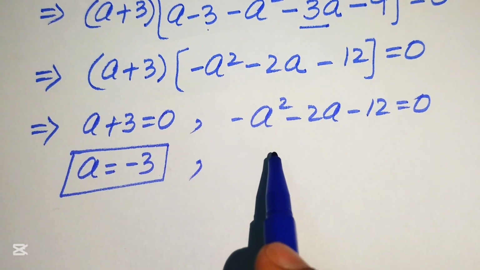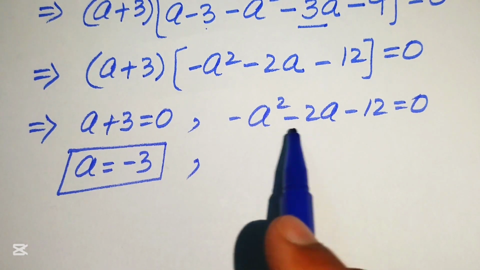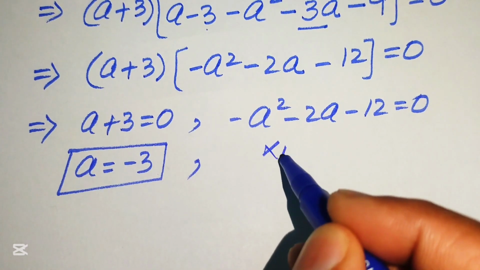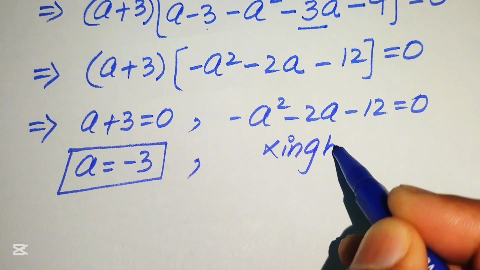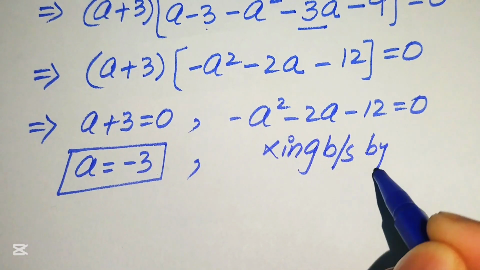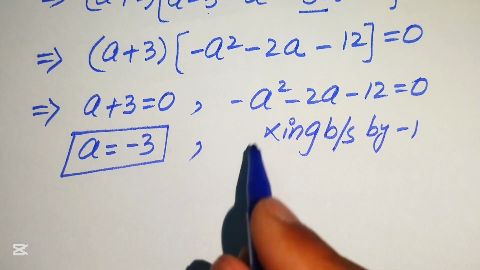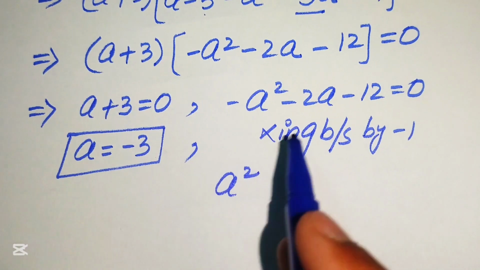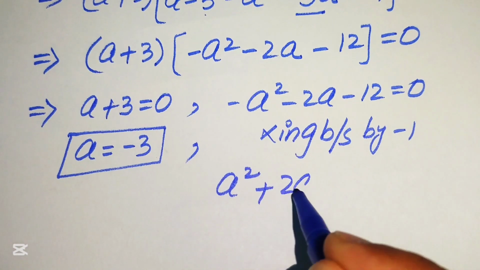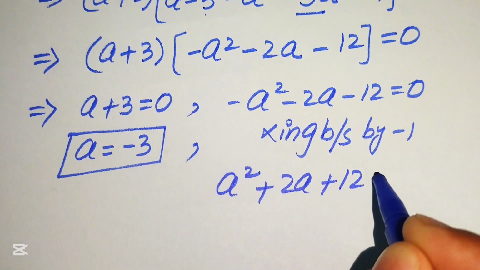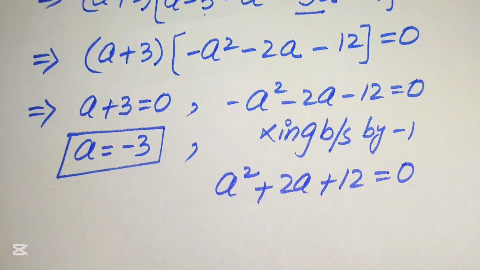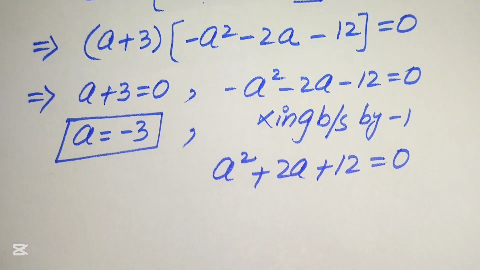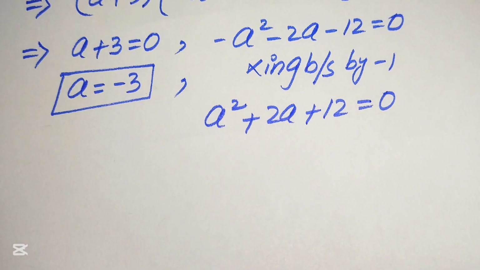And here we need to first multiply both of the sides by a negative sign, so we will be multiplying both sides by -1, so it will be written as a square. All these values will become positive. This is a square plus 2a plus 12 equals to 0. So this equation becomes quadratic in the variable a, and now we can apply the quadratic formula in order to solve this quadratic equation.